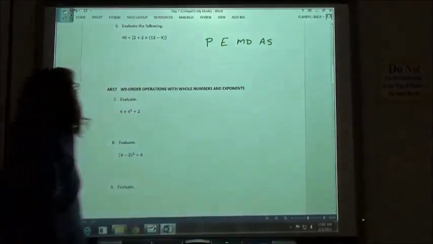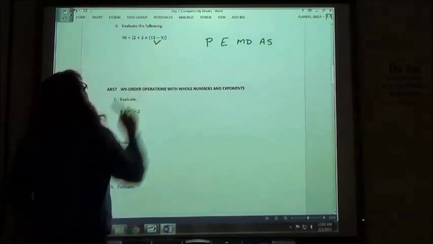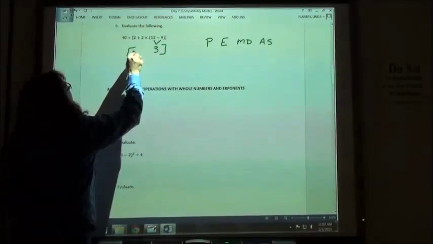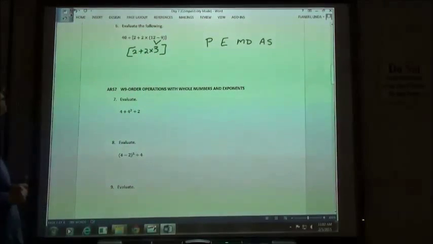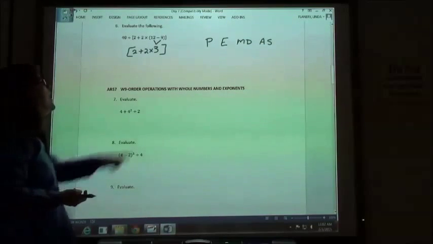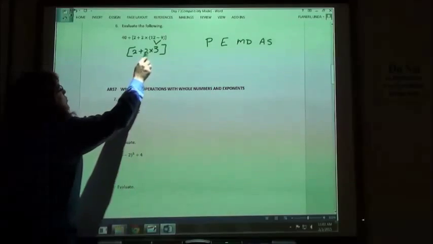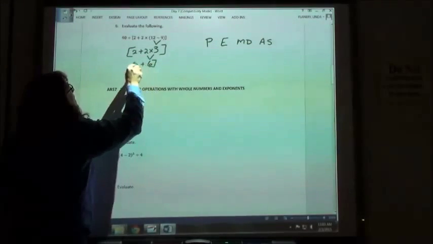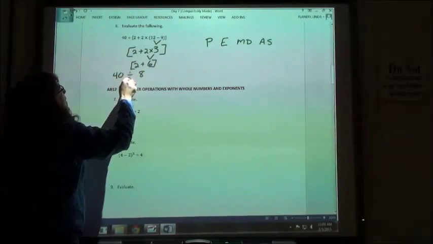So following my order of operations on number 6, I'm starting with my innermost parentheses. 12 minus 9 is 3. So in the brackets, I've got 2 plus 2 times 3. Again, following my order of operations inside those brackets, I have to do the multiplying before I do the adding. 2 times 3 is 6. So I have 2 plus 6, and 2 plus 6 is 8. So I have 40 divided by 8.